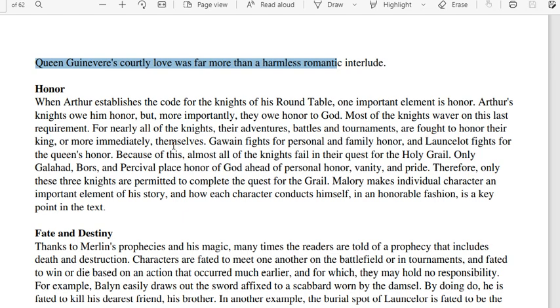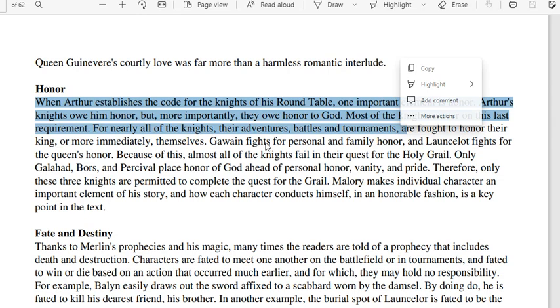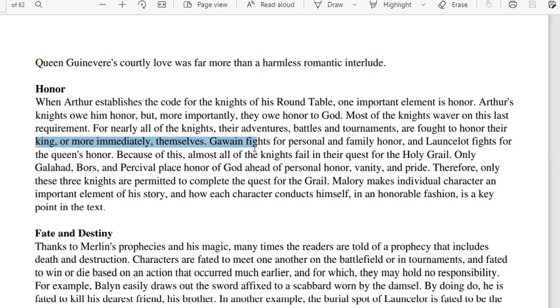Honor, the next theme. When Arthur establishes the code for the knights of his Round Table, one important element is honor. Arthur's knights owe him honor, but more importantly, they owe honor to God. Most of the knights waver on this last requirement. For nearly all of the knights, their adventures, battles, and tournaments are fought to honor their king, or more immediately themselves. Gawain fights for personal and family honor, and Lancelot fights for the queen's honor.